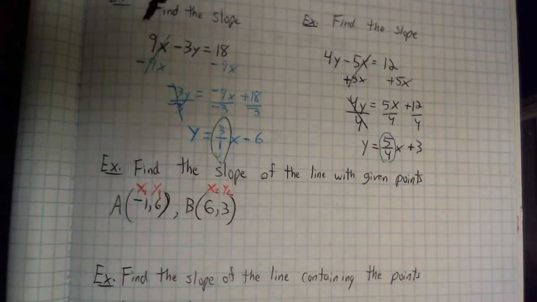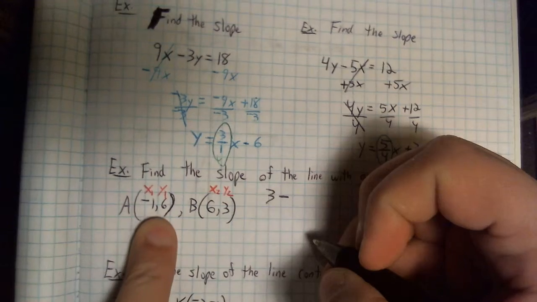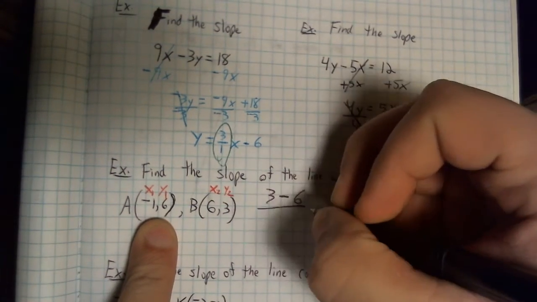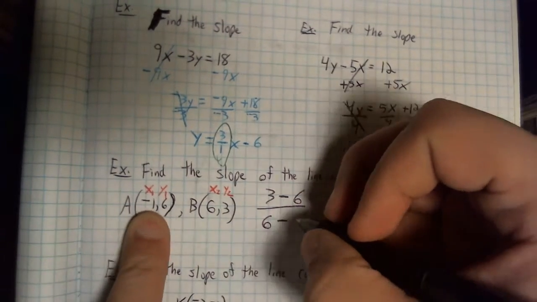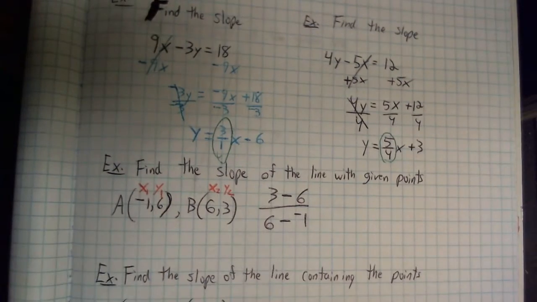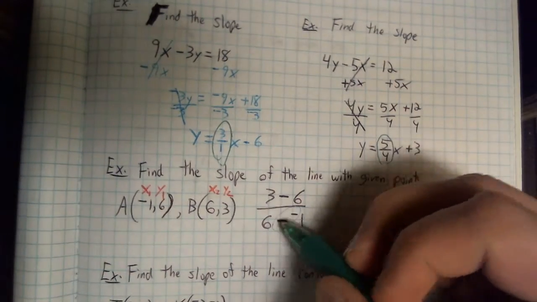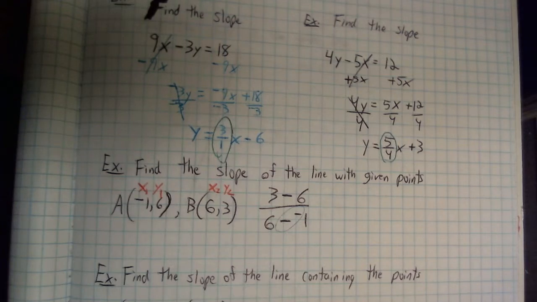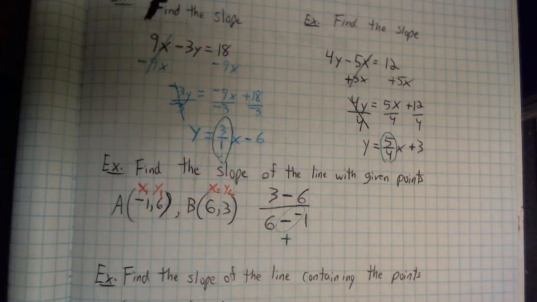Okay? So, our formula says y2, which right now is 3, minus y1, which is 6, over x2 happens to be another 6, minus x1, which is negative 1. Now, I like writing it out completely like this because I get to notice little things like double negatives. When we see double negatives, we should be thinking plus, right? Minus a negative is really like addition. So I like writing it out so I can see things like that.